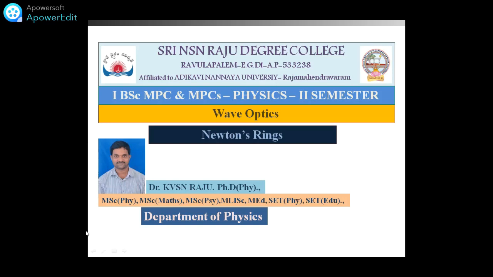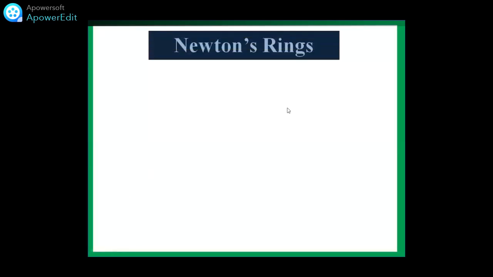Newton's rings experiment. The Newton's rings are formed by an interference pattern, and using this experiment we can determine the wavelength of the given source.